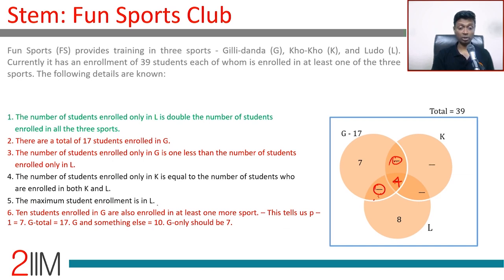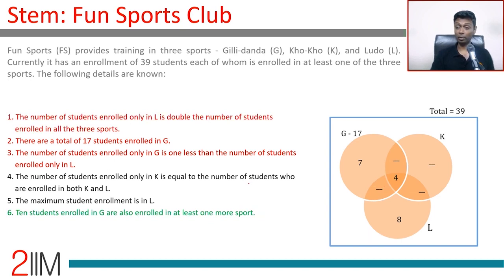The maximum student enrollment is in L. Then let's see which one is the next one to open up. The 10 students enrolled in G are also enrolled in at least one more sport. This plus 4 plus this should be 10, or these 2 add up to 6. We call this x. This will be 6 minus x. Right? So now we get some more clarity. 7, x, 6 minus x, 4. These 3 add up to 10. This is 8. Now let's look at the next constraint.